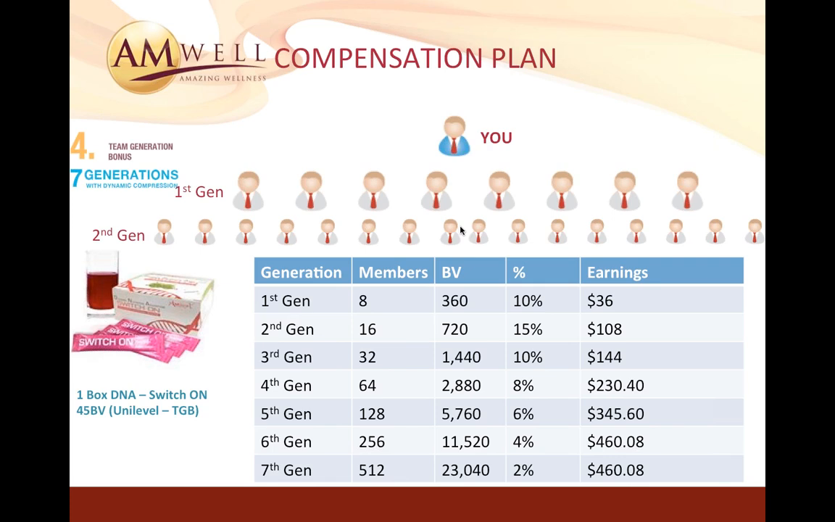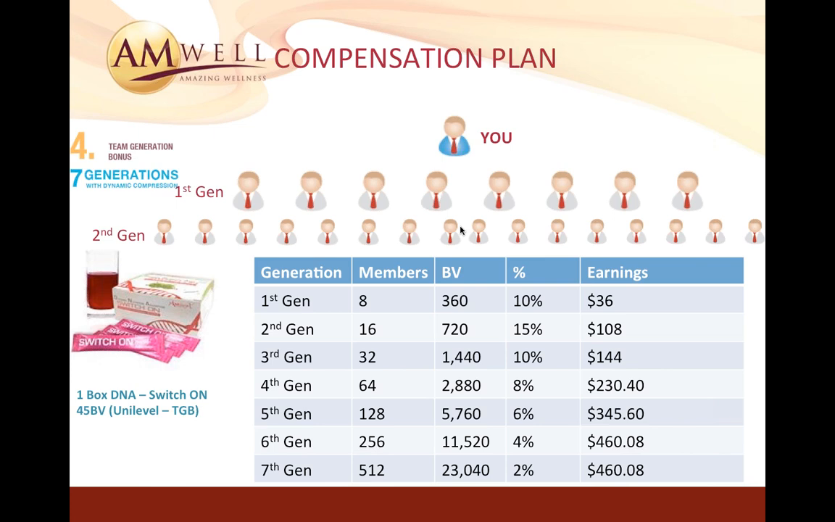And if you keep following that, so if your second generation all got 2 each, if your third generation all got 2 each, so your third generation would be 32 people. That's 1,440 business volume. If everybody still continues to purchase the DNA Switch On at 45 BV, your third generation is still 10%, which means that you'll get $144. Your fourth generation would have 64 members. The business volume would be 2,880. That's 8% on your fourth generation.